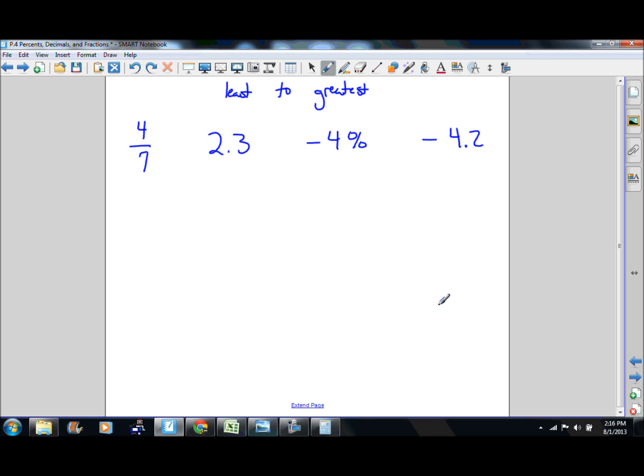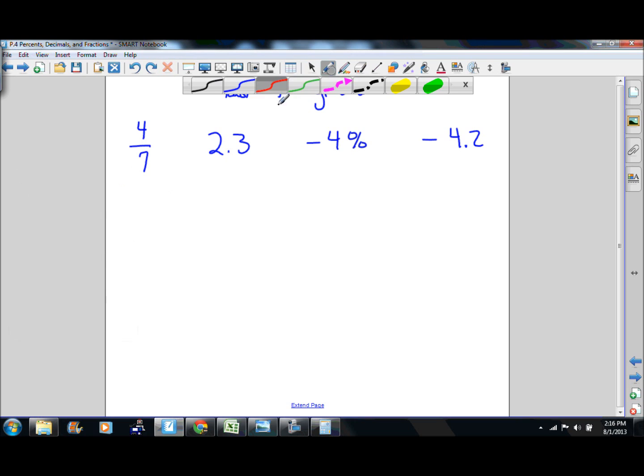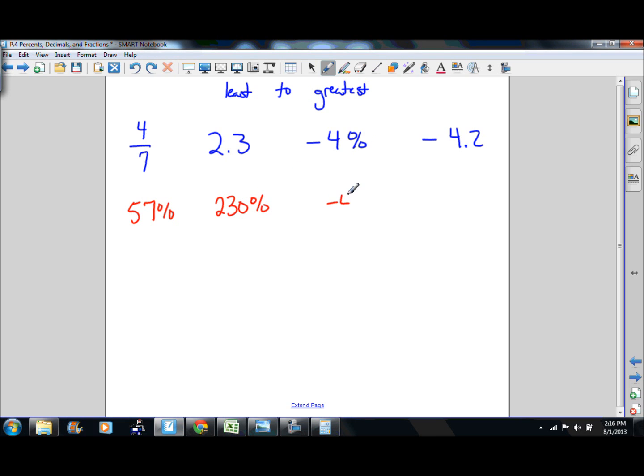So, least to greatest on this one. Once again, I like turning these into percents. So 4 divided by 7, that's 0.57 or 57%. 2.3, that's 230%. Negative 4%, that can stay the same. And negative 4.2, that's negative 420%. So, least to greatest, this is smallest right here, so negative 4.2. This is second smallest, negative 4%. This is second biggest, so 4/7. And the largest is 2.3.